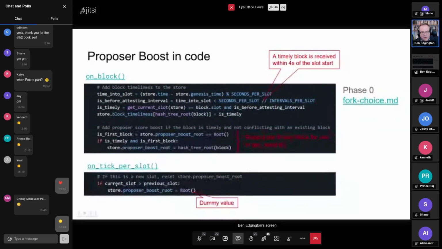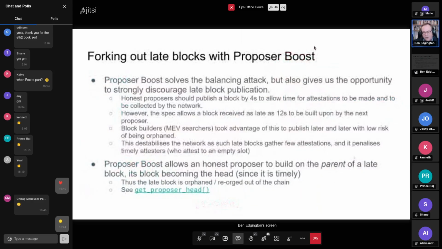So when I move from the current slot to the next slot, then proposer boost is reset, and so it no longer applies. So just for the duration of one slot, if I receive the block for that slot, it gets boosted and is much more likely to be the head of the chain. And so the point of this was to mitigate the balancing attack, basically cure that balancing attack, and it's effective at doing that. But it also turns out it has another good use case. We can use proposer boost to fork out late blocks.